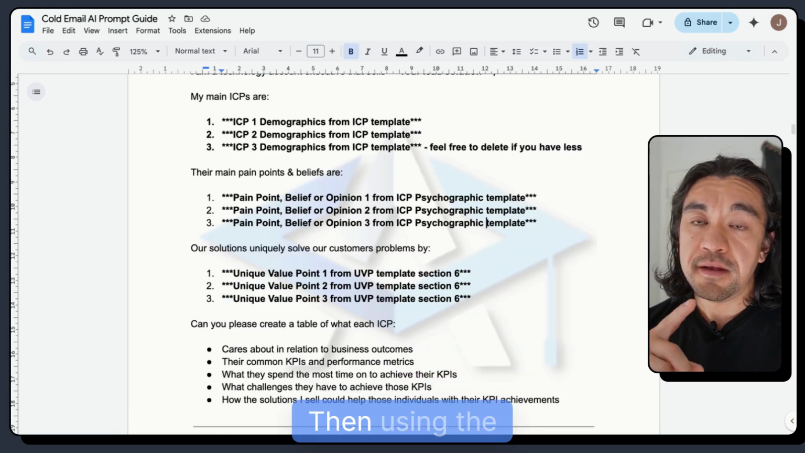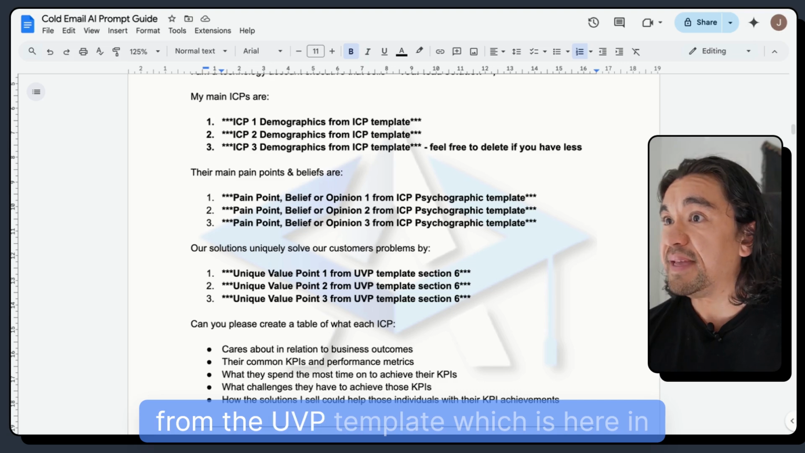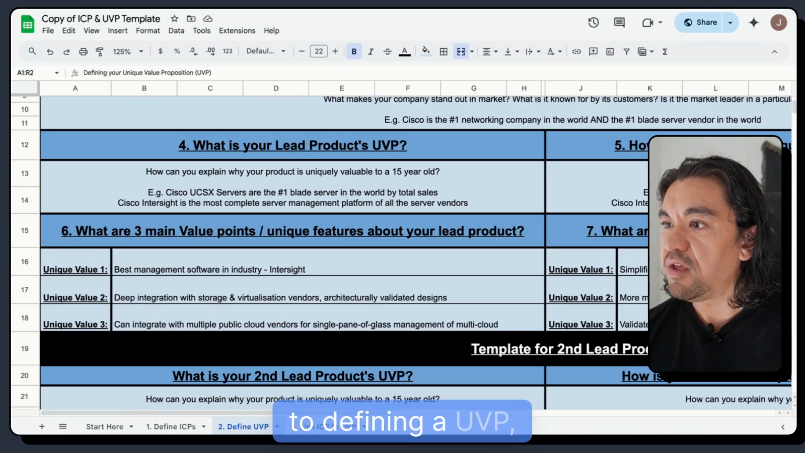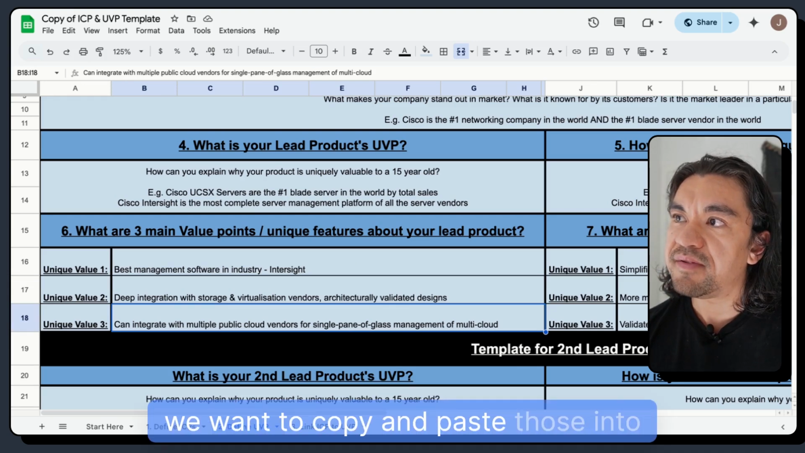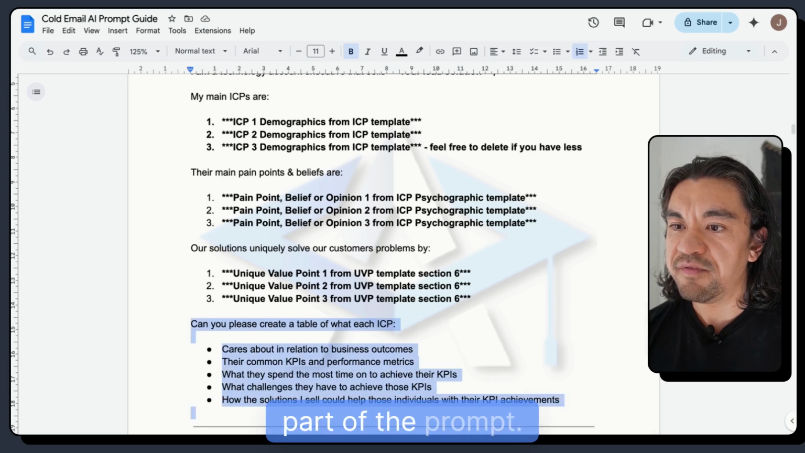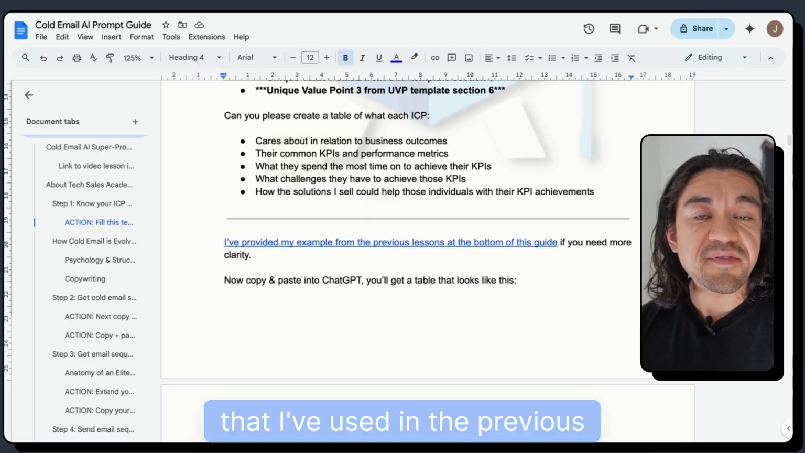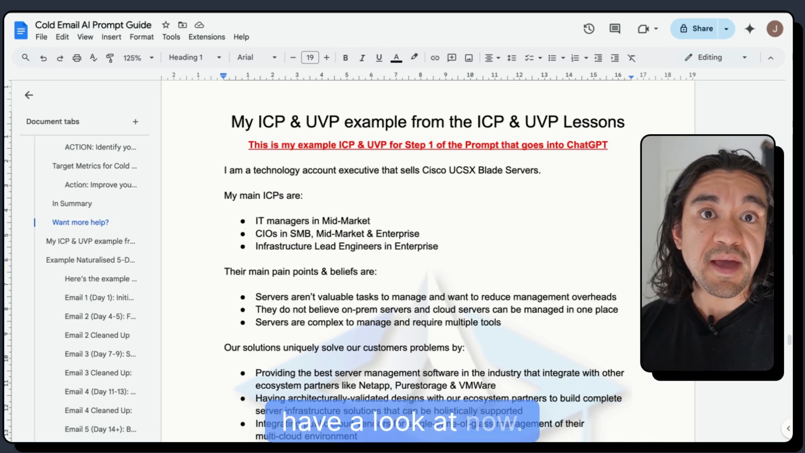Okay, then using the UVP points from the UVP template, which is here in exercise 2, defining a UVP, these three things here, we want to copy and paste into each of these lines here, and that is part of the prompt. Now, to continue using the example that I've used in the previous exercises, I've actually provided that example at the bottom of this guide, which we'll have a look at now.